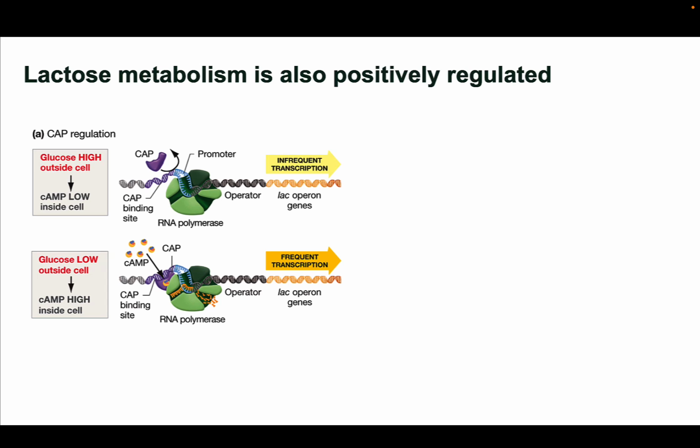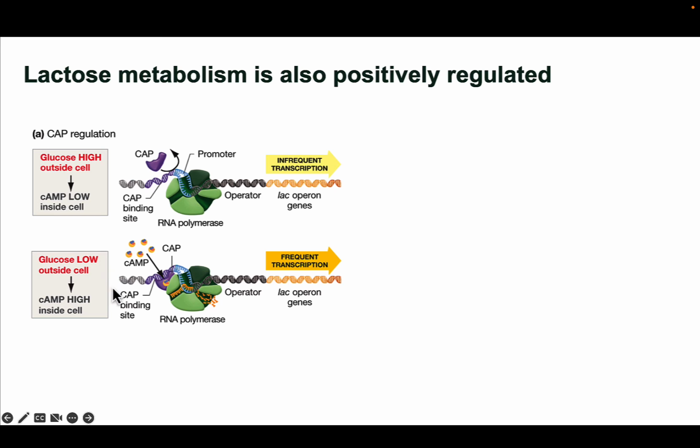Lactose metabolism is also positively regulated. So upstream of the promoter, there are a few additional sequences called the CAP binding site. And the CAP protein is a positive regulator of lactose metabolism. But you can see here that it's not always bound to the CAP binding site. In this instance, glucose is high outside the cell. And when glucose is high outside the cell, because of signaling pathways, cyclic AMP, that secondary messenger, is actually low inside the cell.